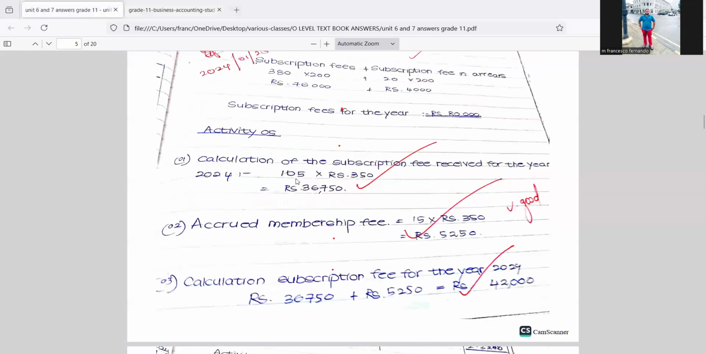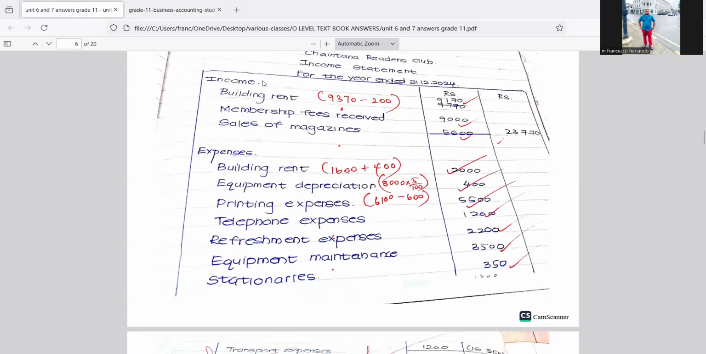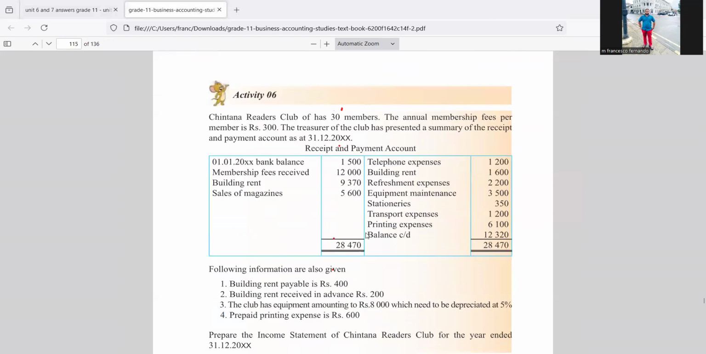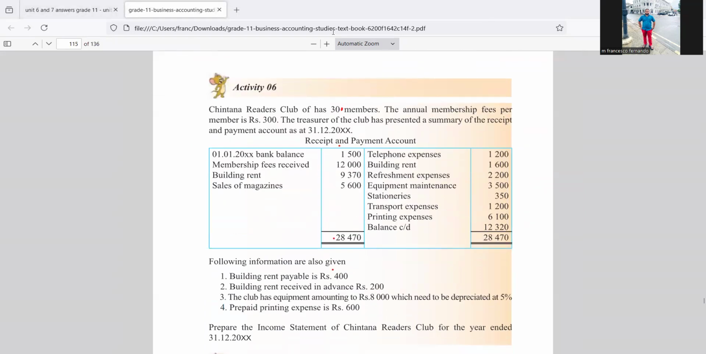So this is the answer. Then if we move to activity 6, here they ask to prepare the income statement. So normally in a question like this, first of all, we should start from the additional information. So there is a shortcut.